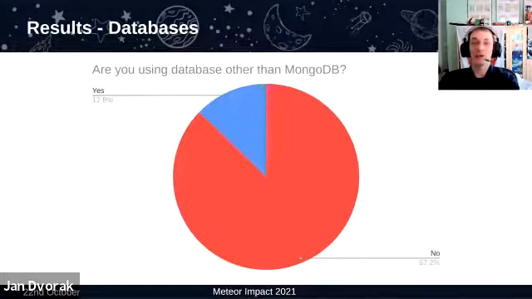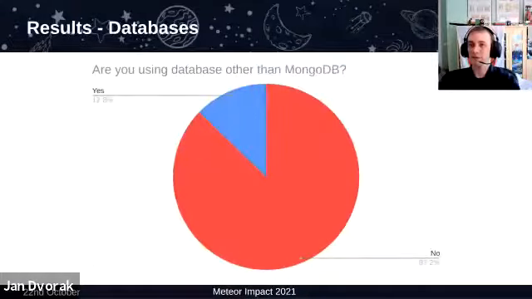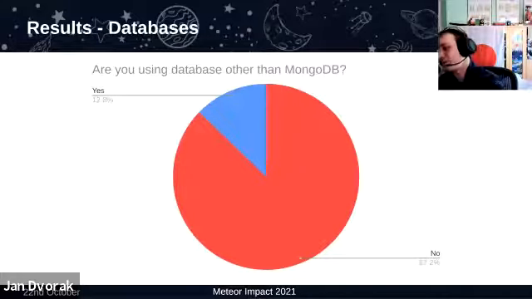And new this year, I asked if people are using any other database than MongoDB. So 12.8% said yes. So you can go back to GraphQL. I think there is definitely an overlap with that. And we will see how that goes in the future.